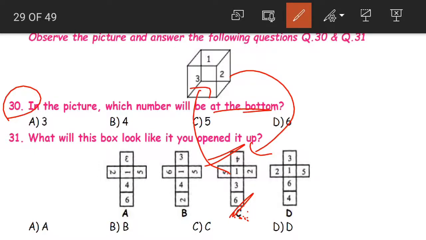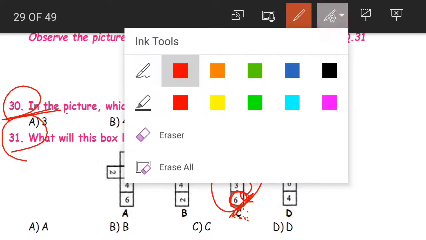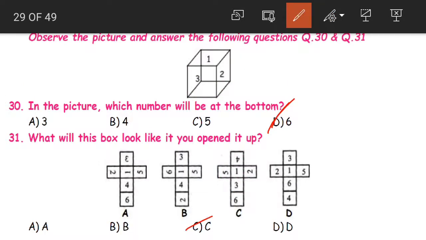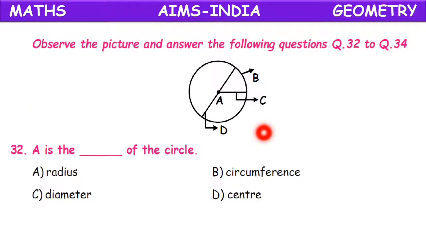See, which will be at the bottom means which side? The side which is below 3. Yes, the side which comes after 3, below 3. Now from this figure, find out the side that will come below 3. This one. So what is the number? The number 6. So for question 30, the answer becomes option D, that is number 6. Is this clear, children? Yes. So if you are confused about question 30, with the help of question 31, you can solve question 30 as well. So for 30, D is the correct answer. For 31, C is our correct answer.